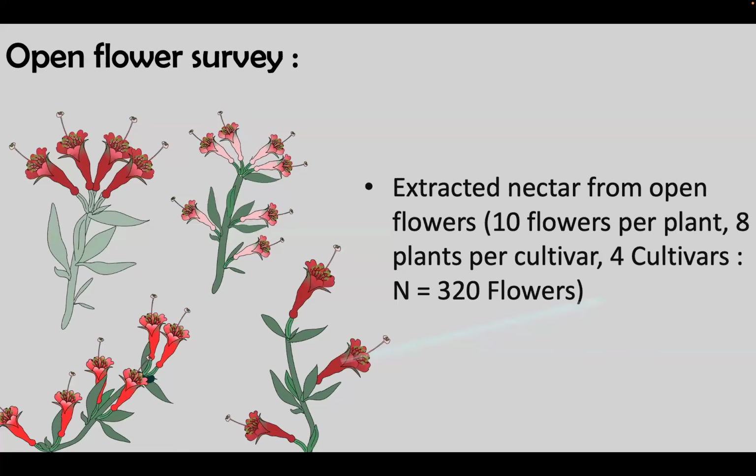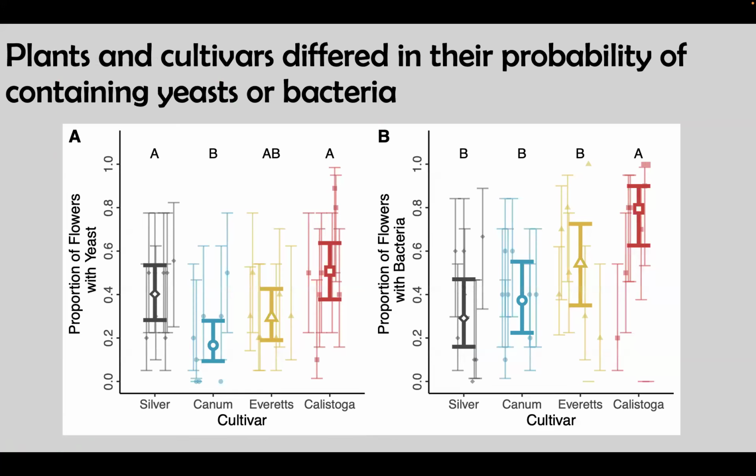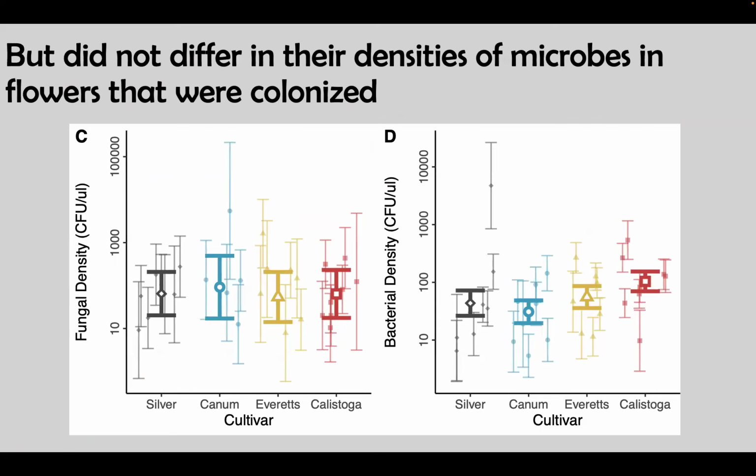So we did this for a bunch of these plants. And we found that in openly visited flowers, there were big differences in the proportion of flowers that contained microbes. This is the first indication that there are differences in dispersal. Some hosts had 60% of the flowers with microbes, while others had 20. And that was different for both yeasts and bacteria. But what was interesting is that after we take out all the zeros, we do a hurdle model. In the flowers that did have microbes, there were no differences in the densities of yeasts and bacteria.